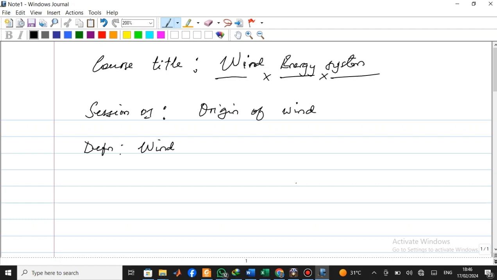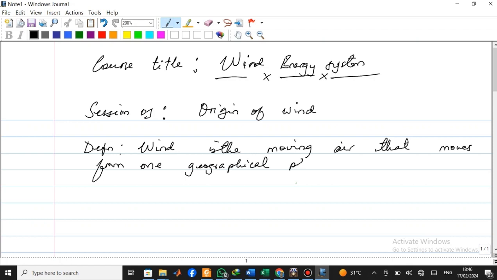Wind is the moving air that moves from one geographical place to another due to pressure difference.